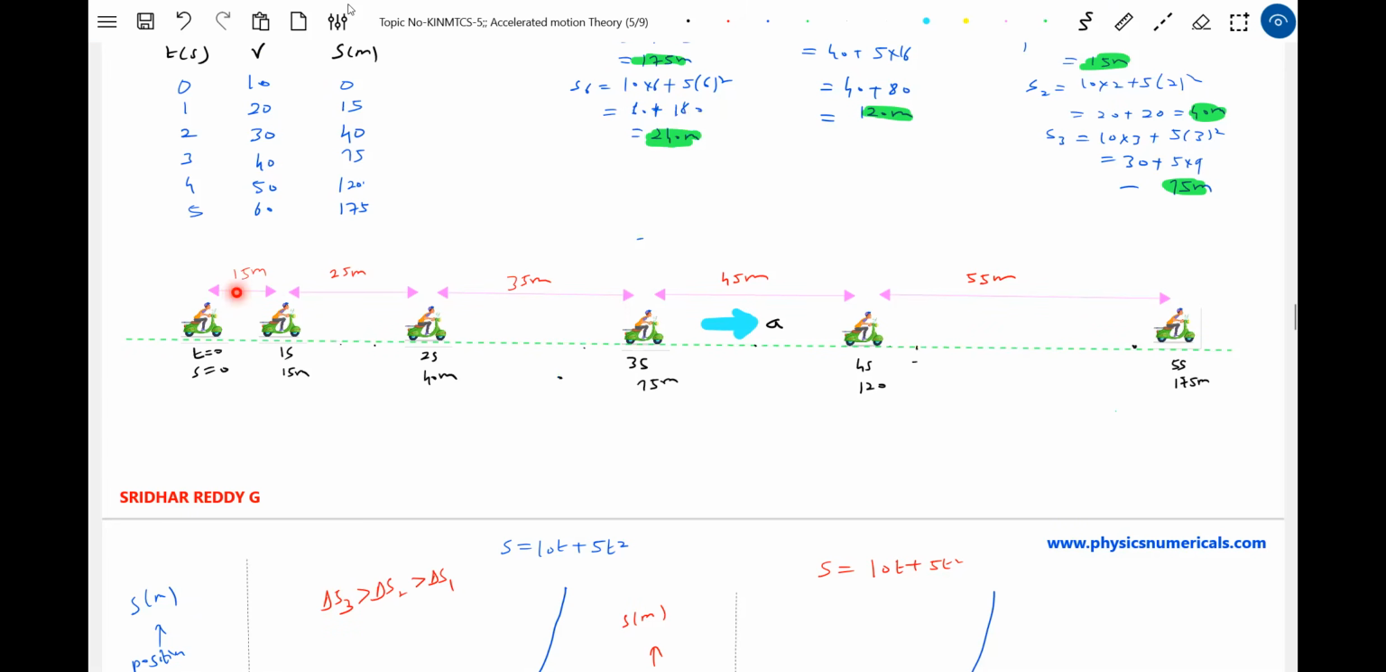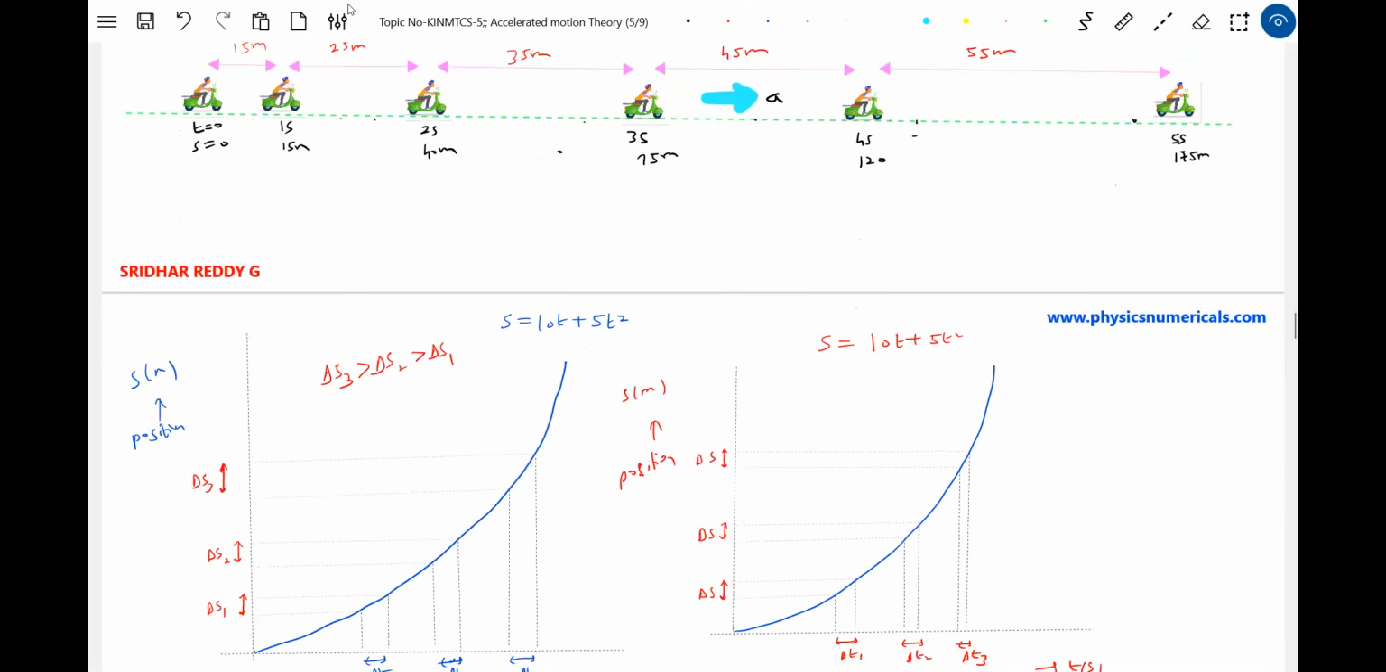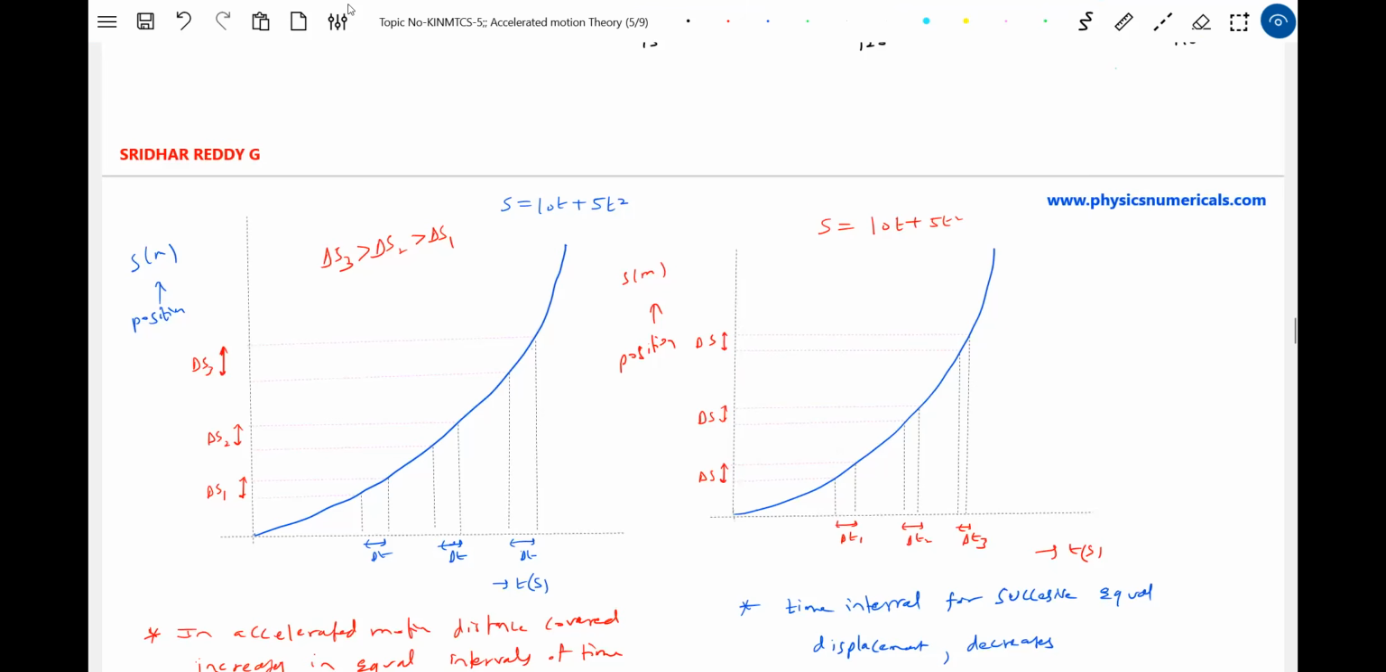From 0 to 1 second, it will move 15 meters. Then 1 second to 2 seconds, it will move 25 meters. 2 seconds to 3 seconds, it will move 35 meters. 3 seconds to 4 seconds, it will move 45 meters. This is what happens in uniform accelerated motion, that we are showing graphically. This interpretation is done graphically.